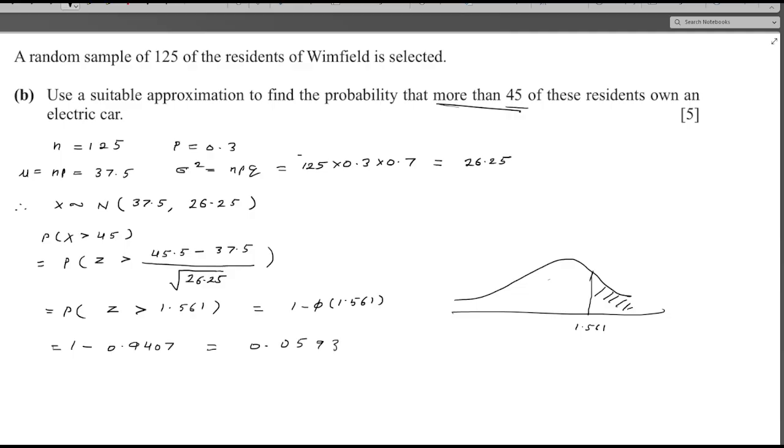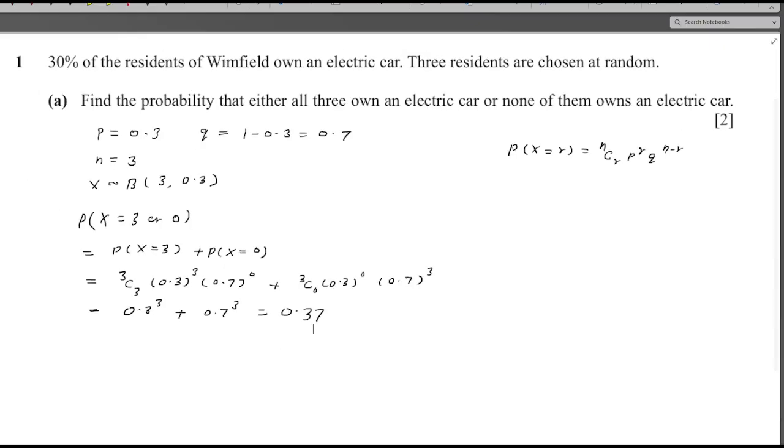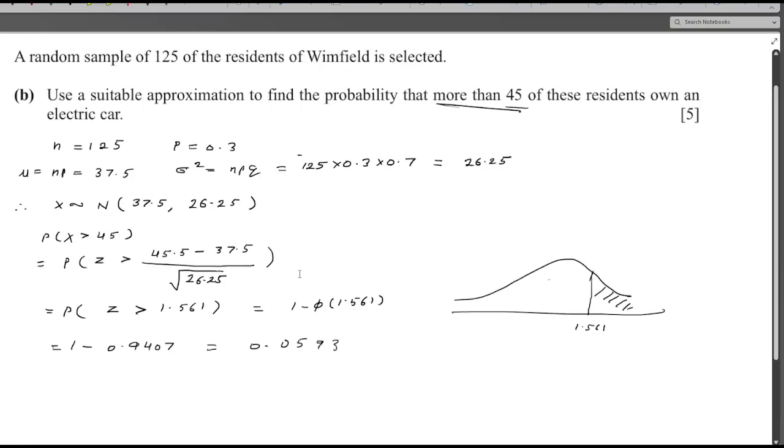So this problem, if you see, includes two parts. Your part 1 is purely a binomial distribution, and part 2 is your approximation of binomial distribution to normal distribution.